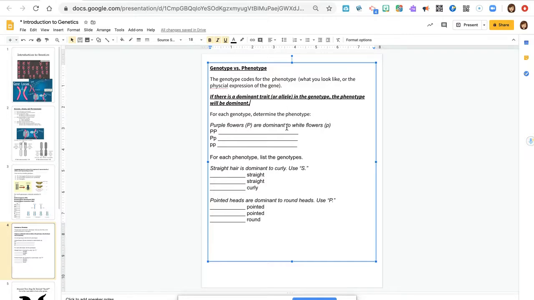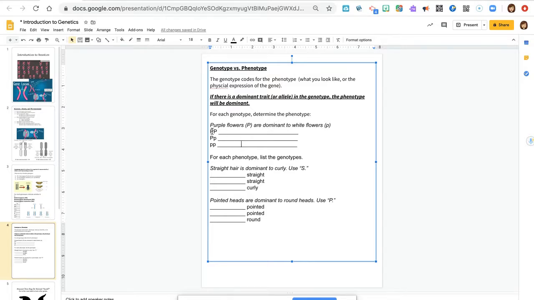We're looking at the gene for color. Purple flowers is the dominant trait, and you will always be told which one's dominant. Purple flowers are dominant to white flowers, so you'll be told which is dominant and which is recessive. For each of these three genotypes here, I want you to write what the phenotype will be.